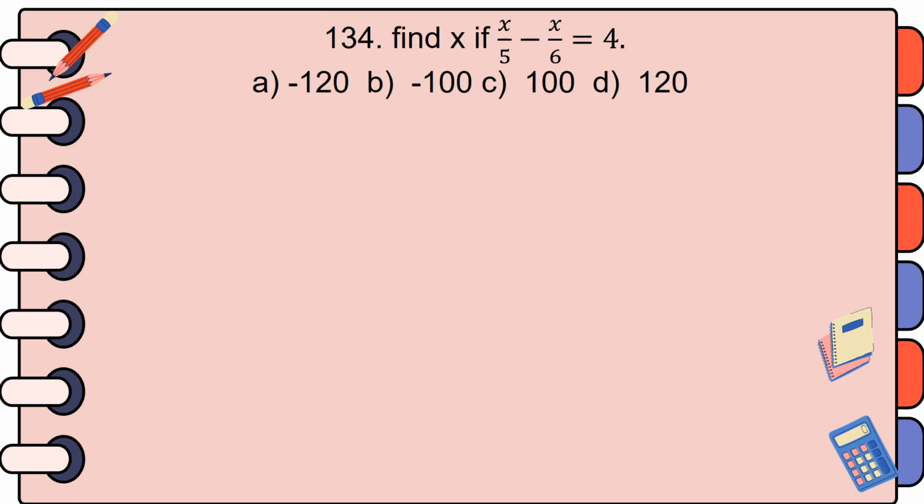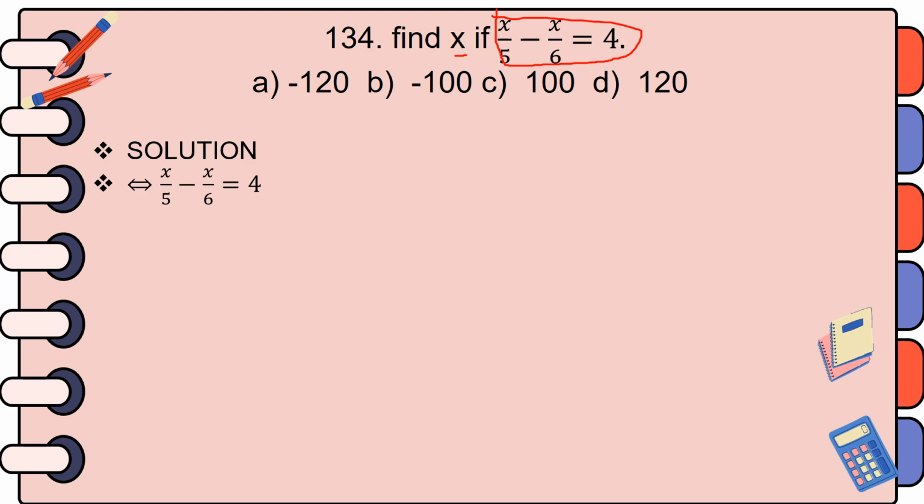Question number 134. Find x if x over 5 minus x over 6 is equal to 4. A, minus 120; B, minus 100; C, 100; D, 120. Now you are given this equation, and from it you are required to find the value of x. So we have x over 5 minus x over 6 is equal to 4.